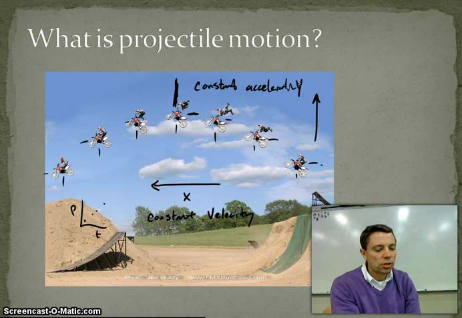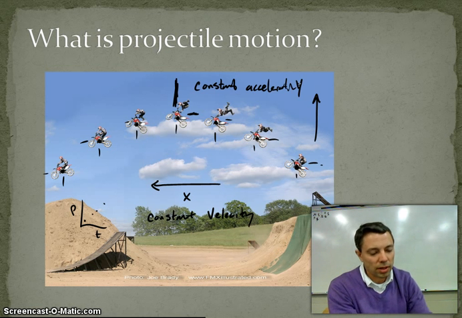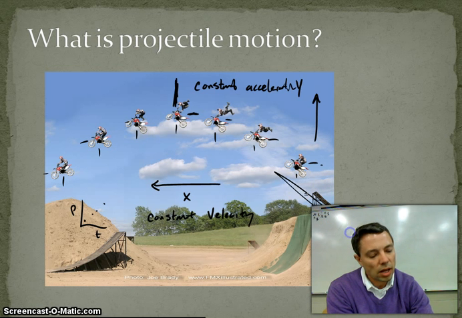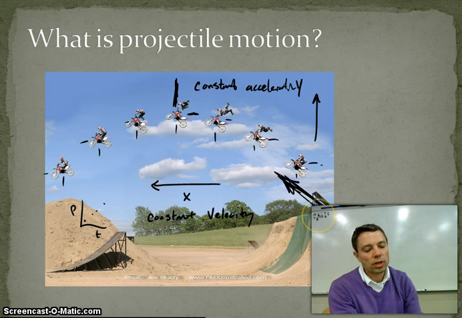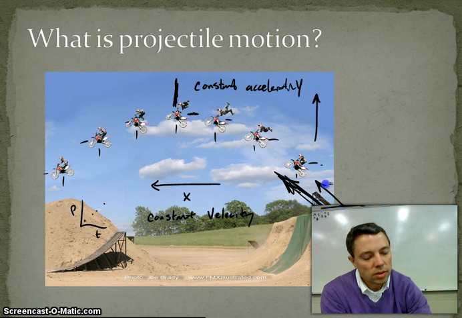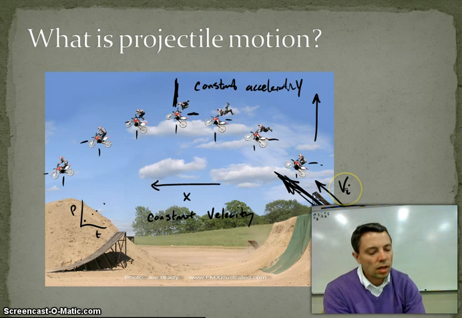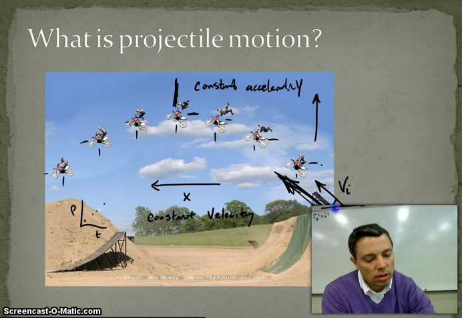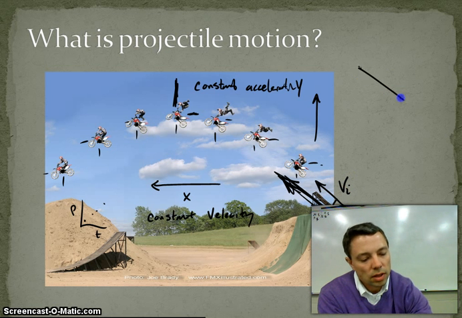Now, my picture is probably on top of the ramp, but the ramp is set at various angles. So in other words, there's an angle in this direction as the motorcycle leaves. That means that his velocity initially is at some particular angle. So he has a velocity vector that's at some angle.